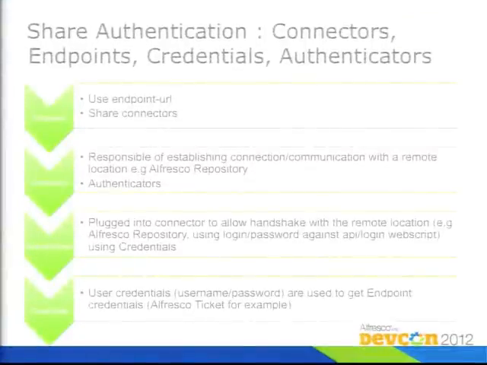On the Share side, we have a configuration for the authentication, which involves 4 components. We have the endpoints, which define a remote location endpoint URL. Generally, by default, it is the repository URL for the services, the remote location that will provide Share with the information that we want to render. It also defines a Share connector. The connector is responsible for establishing communication between the repository and the Share side. And it calls an authenticator in order to do a handshake when authentication is needed.